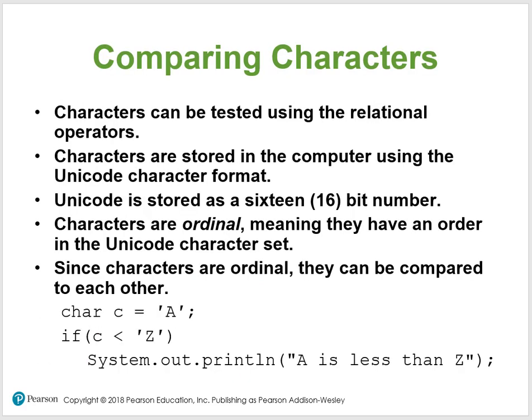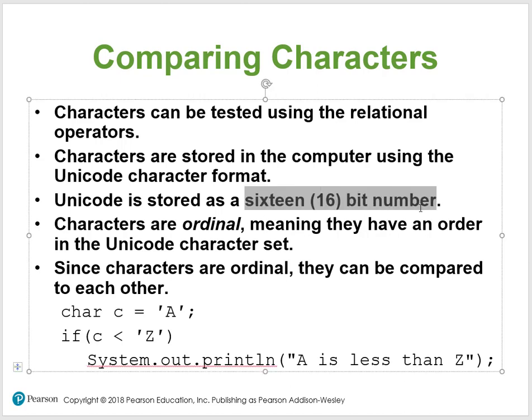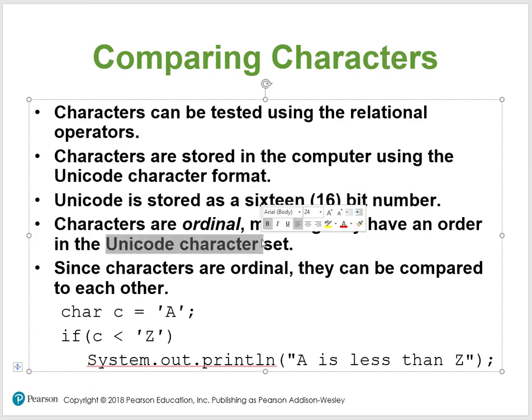When you come down and you look at characters, they can be tested with relational operators. Characters are stored in the computer using Unicode. Unicode characters are stored as 16-bit numbers. Characters are ordinals, meaning that they have an order in Unicode. If you recall, there's ASCII, and there's Unicode, and there's EBCDIC systems. Here we're looking at the Unicode character.